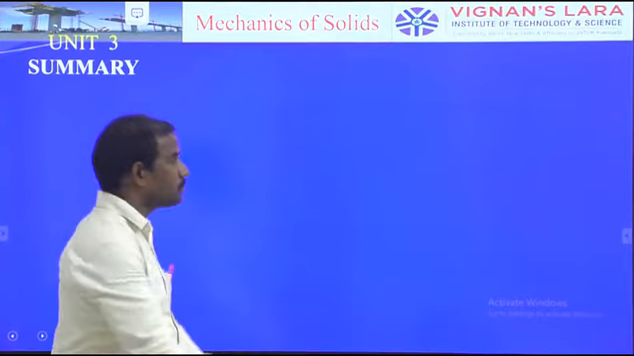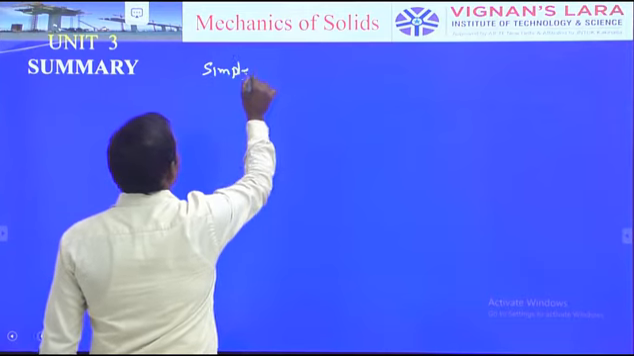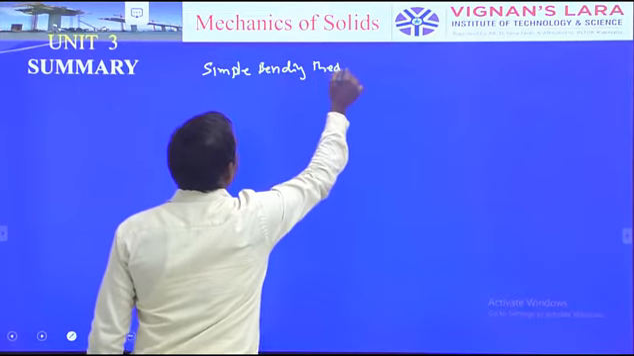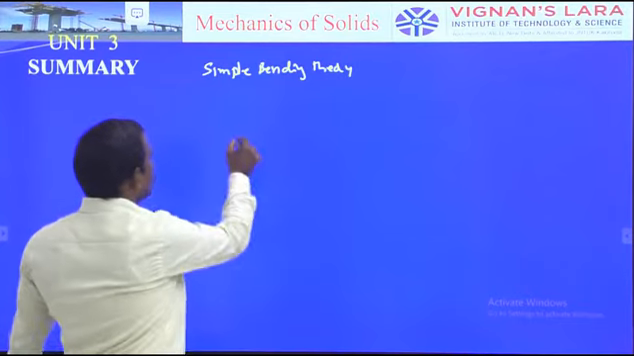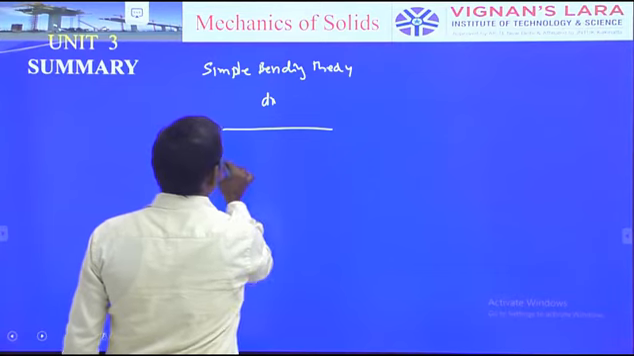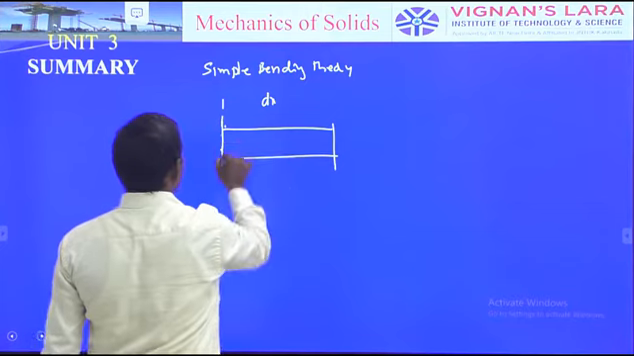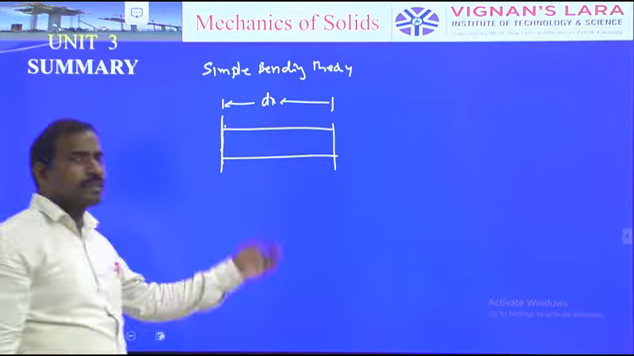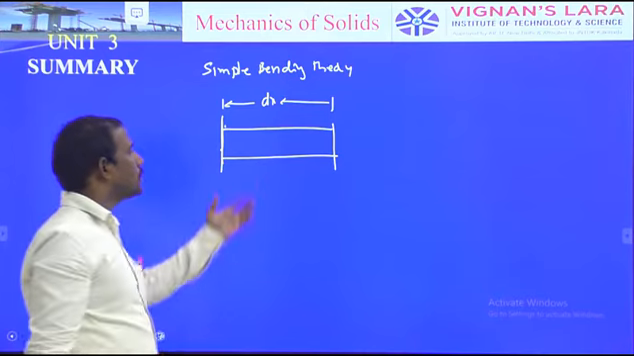We know the pure bending. Next is the simple bending theory. Just now we considered a portion dx in the CD. So this is a beam, and a portion dx in the portion CD is subject to a transverse load. This is the position of the beam.